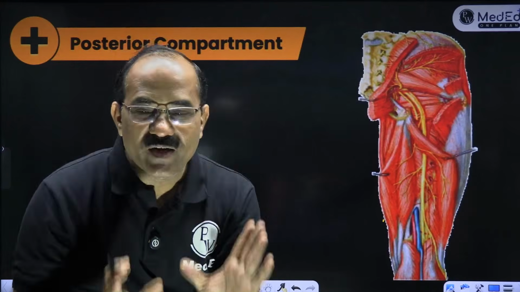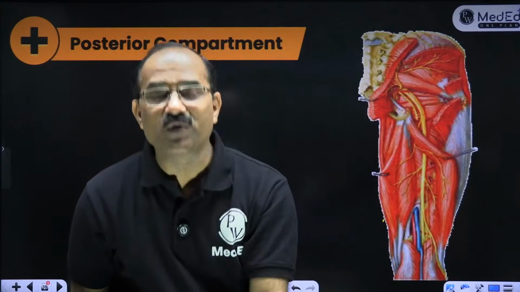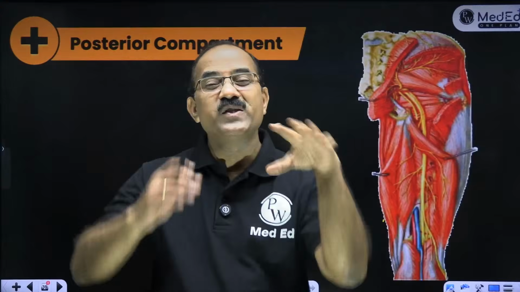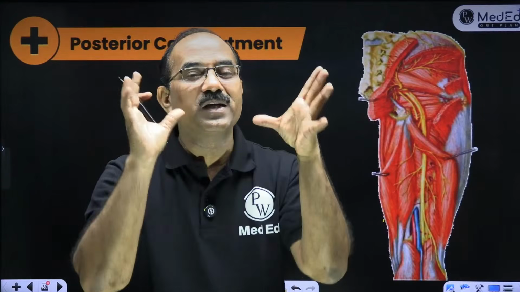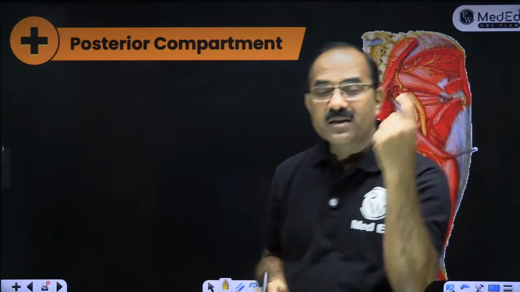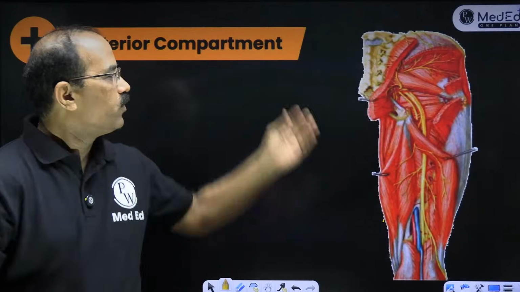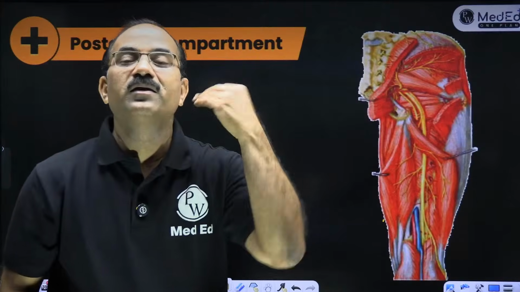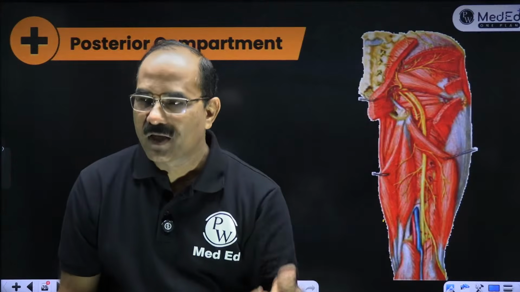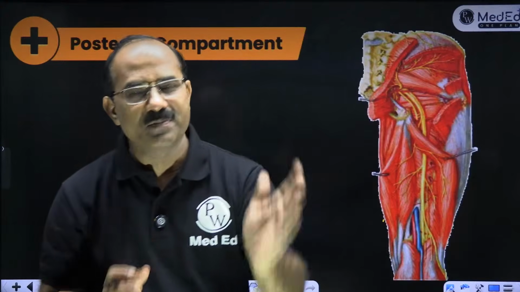The short head of biceps femoris is not a hamstring. Why? This comes in explain why, a reasoning type of question. Why is the short head of biceps not included in the hamstring? Because number one, it doesn't arise from ischial tuberosity. It arises from linea aspera of femur.